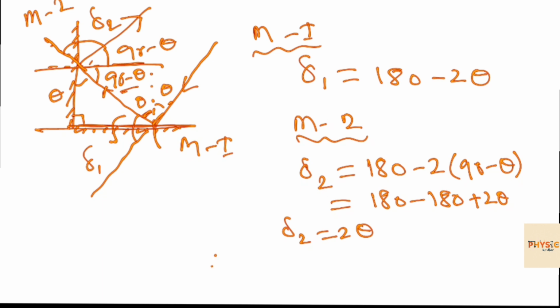So the total deviation angle is delta 1 plus delta 2, and sign conventions are also followed. The angle of deviation we can take clockwise and anti-clockwise. We'll see in one of the numericals how to take the angle of deviation clockwise and anti-clockwise.